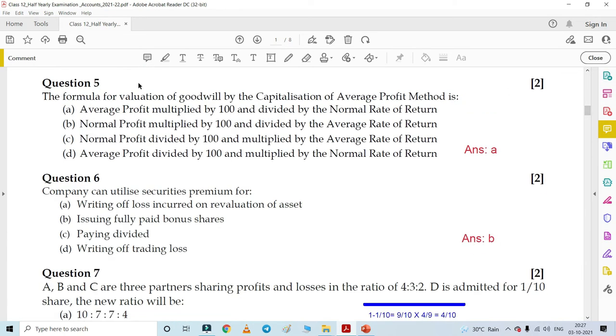The next question is the formula for valuation of goodwill by the capitalization of average profit method. Now, in the valuation of goodwill, as you know, average profit when multiplied by 100 and divided by NRR, that is normal rate of return, we get the valuation of goodwill as per the capitalization of average profit method. So for this you need to remember the formula, then only such type of questions would be correct.